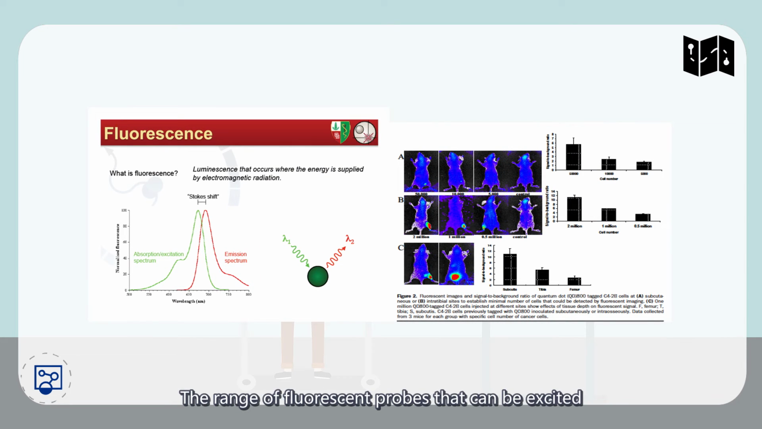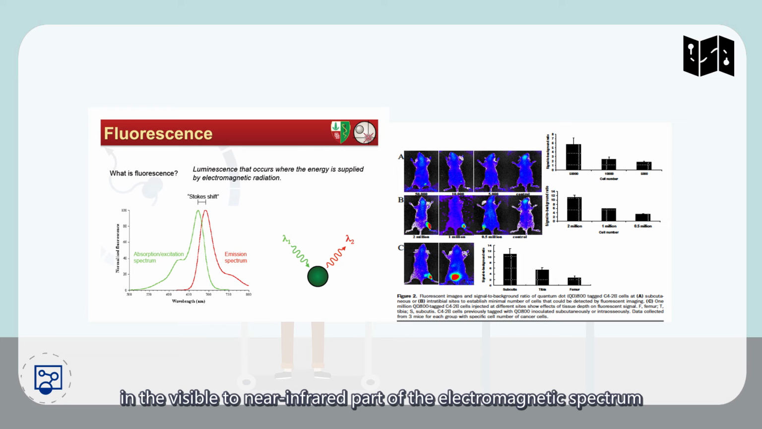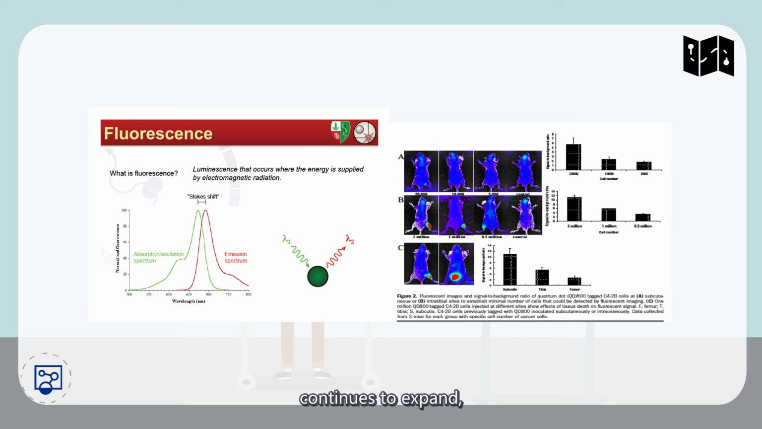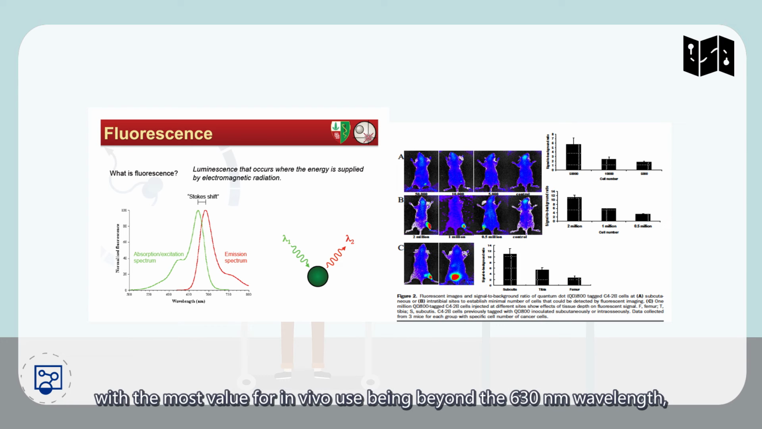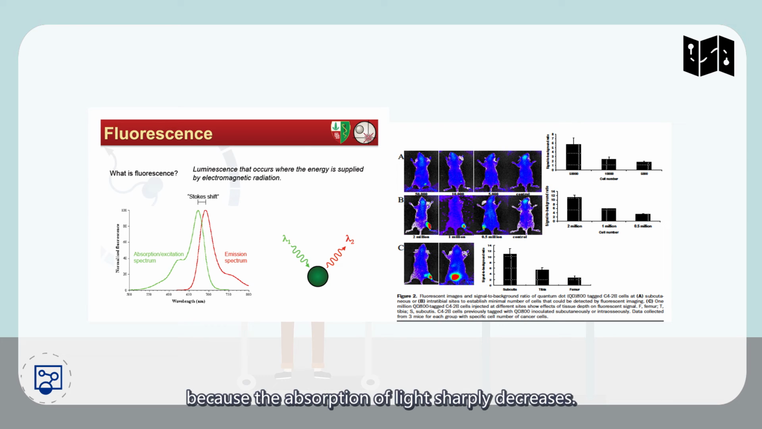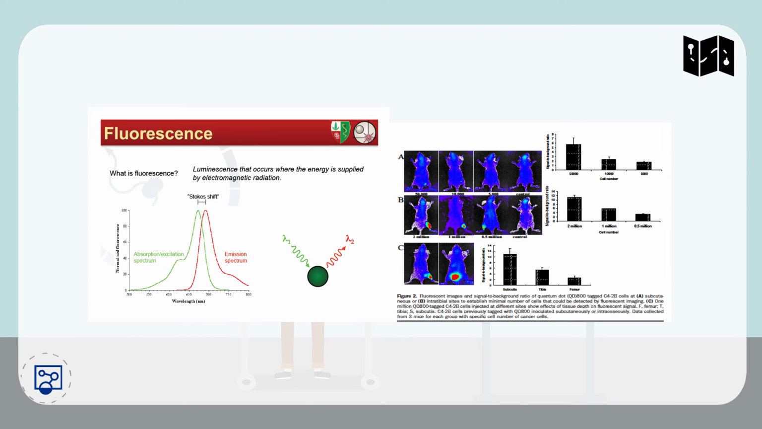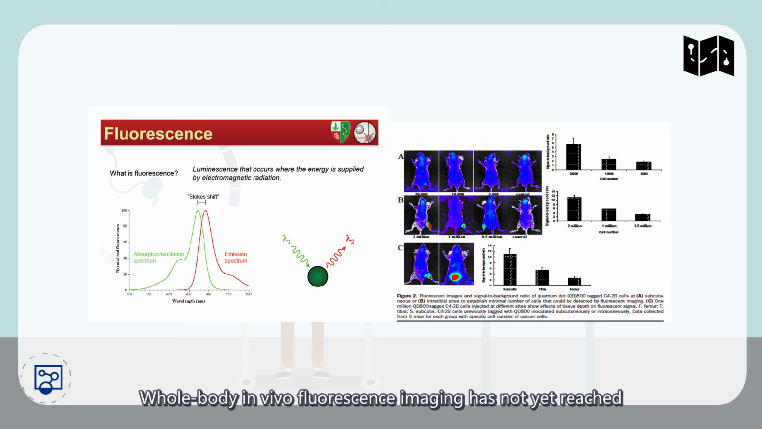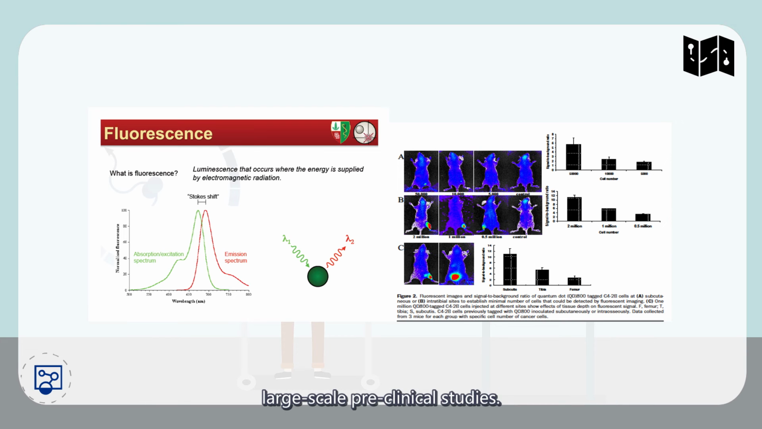The range of fluorescence probes that can be excited in the visible to near-infrared part of the electromagnetic spectrum continues to expand, with the most value for in vivo use being beyond the 630 nanometer wavelength, because the absorption of light sharply decreases. Whole body in vivo fluorescence imaging has not yet reached a state of maturity that allows its routine use in the scope of large-scale preclinical studies.